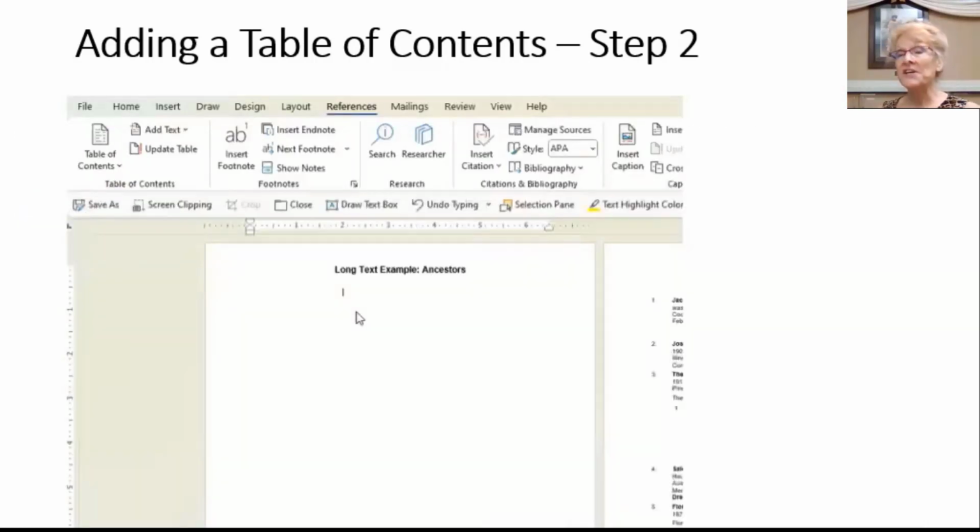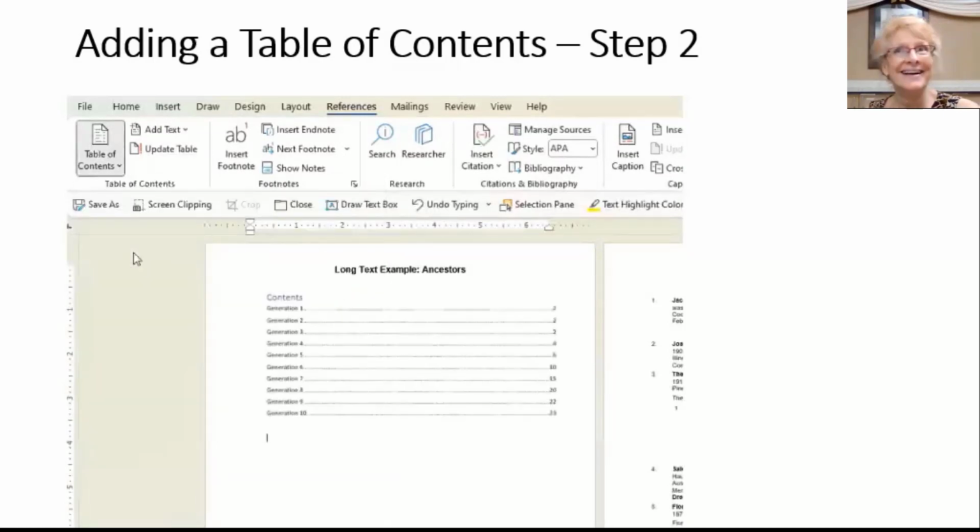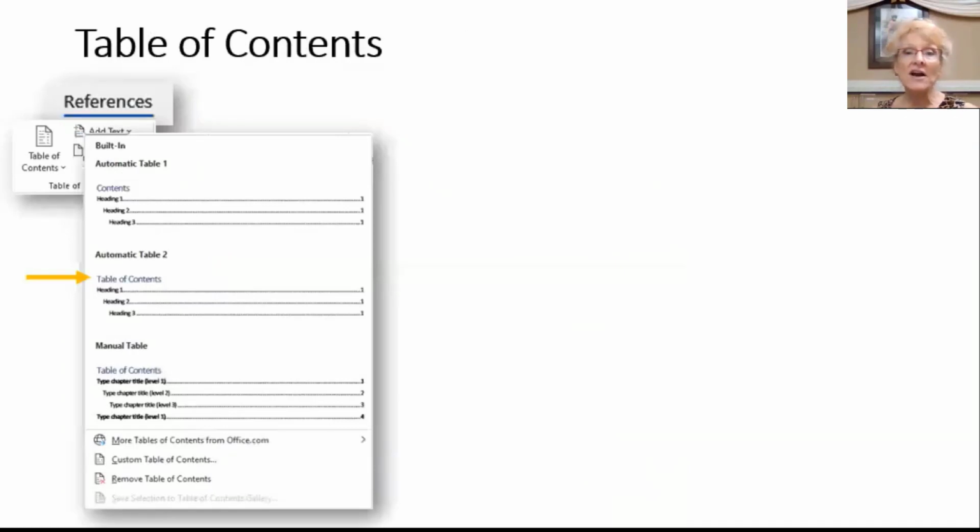Don't blink because we're going to see it in action. Ready? Click, click, done. Seriously, it's that easy. The first automatic option adds the title Contents. The second automatic option adds the title Table of Contents. Otherwise, they're exactly the same.